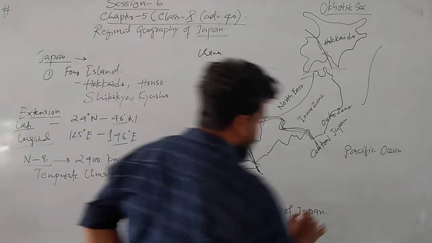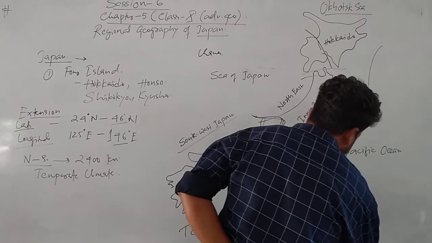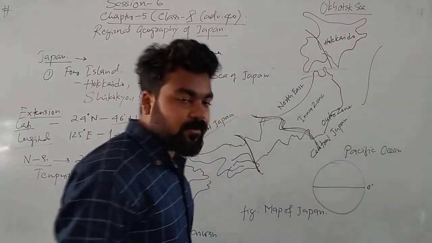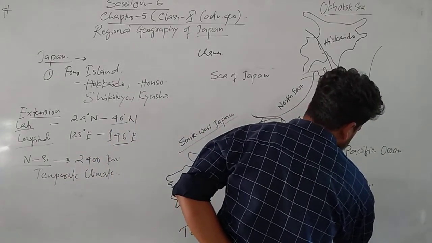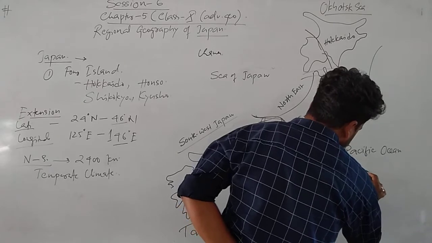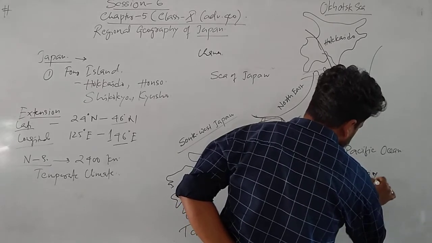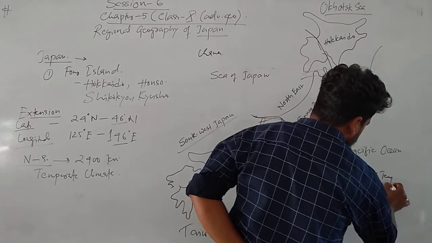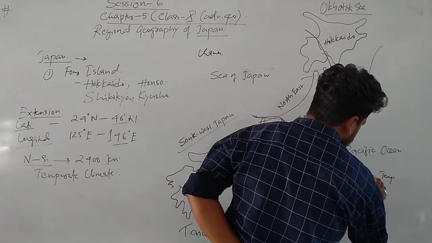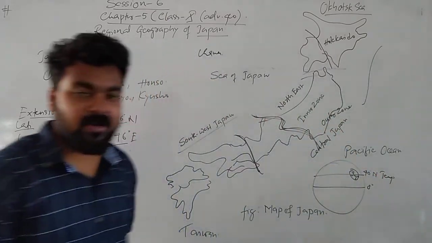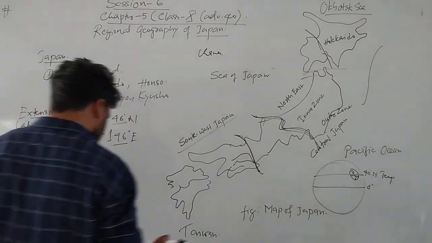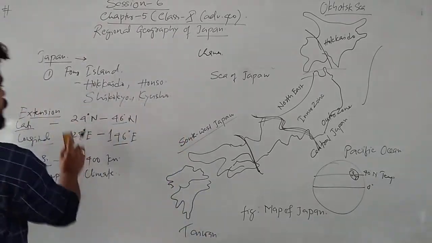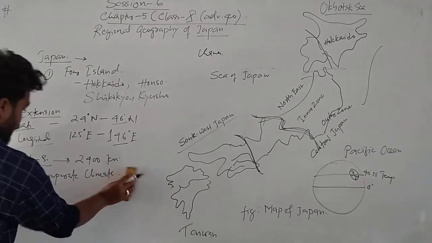Why a temperate climate? Suppose this is the world, this is 0°, and Japan lies here. Here in 30 to 40° latitude, we can get the temperate climate. What climate? It is temperate. Temperate means moderate climate, that means not too cold, not too hot. Then along with this we will see some other factors also in Japan.